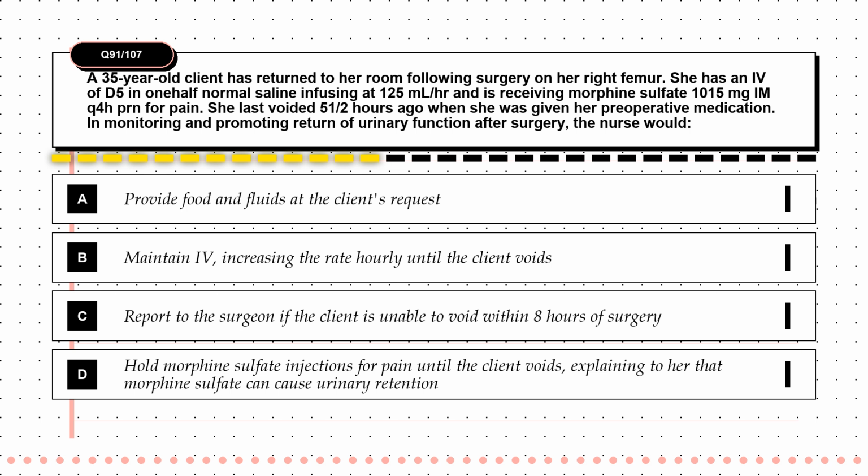Here are the options. Option A. Provide food and fluids at the client's request. Option B. Maintain the IV, increasing the rate hourly until the client voids. Option C. Report to the surgeon if the client is unable to void within 8 hours of surgery. Option D. Hold morphine sulfate injections for pain until the client voids, explaining to her that morphine sulfate can cause urinary retention.